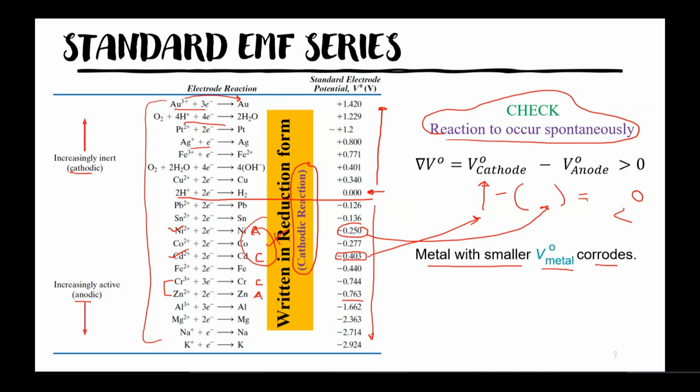Is this clear to you? The cell potential is calculated as V cathode minus V anode, and if it is greater than zero, that means your reaction would take place spontaneously. If it is less than zero, the reaction would not take place spontaneously. All right, we'll stop over here.